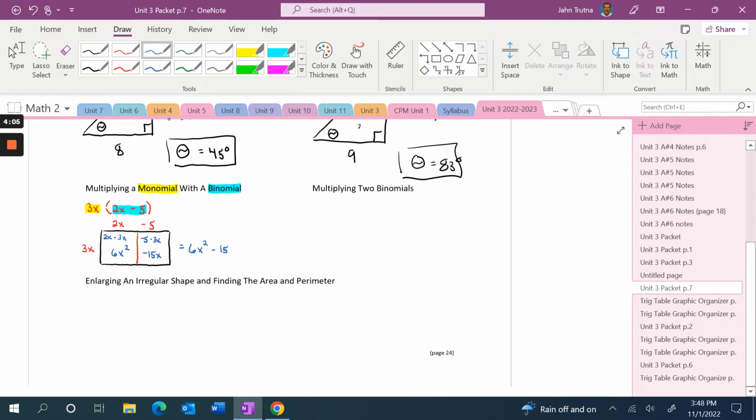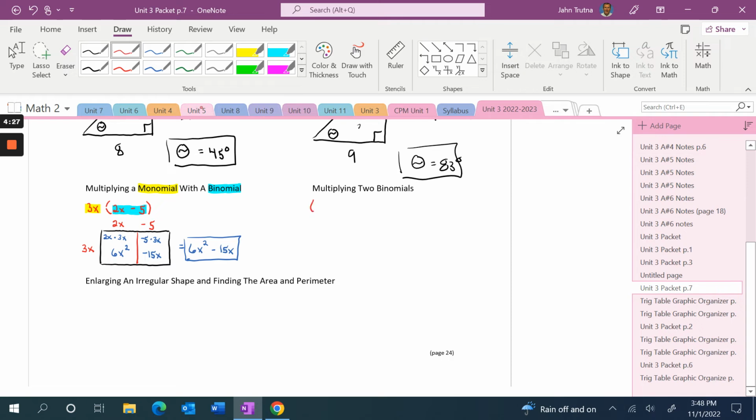And that's all you have to do in this example here. You cannot combine those two terms together. So that's your answer: 3x multiplied with 2x minus 5 becomes 6x squared minus 15x. Okay. In the next example, we're going to multiply two binomials together. So remember, binomial means two.